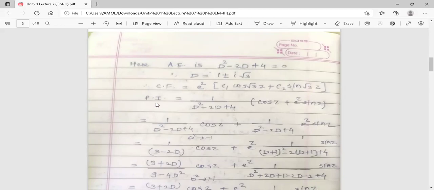Okay, now the particular integral. It is equal to 1 upon D square minus 2D plus 4 in bracket cos z plus e raised to z into sin z. There are two different terms, so you separate both the terms like this.